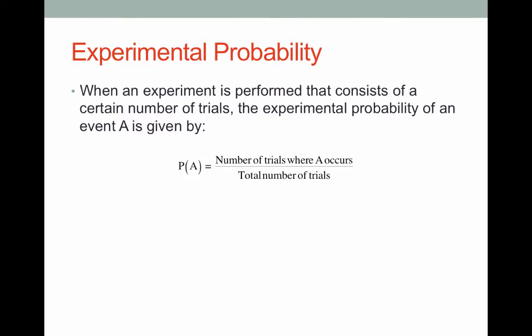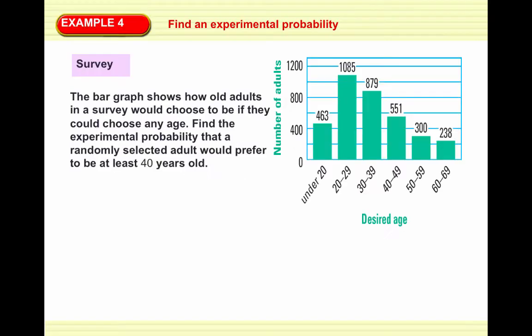Experimental probability is what actually occurs when you perform an experiment. When an experiment is performed that consists of a certain number of trials, the experimental probability of an event A is given by the number of trials where A occurs divided by the total number of trials. So the bar graph shows how old adults in a survey would choose to be if they could choose any age. Find the experimental probability that a randomly selected adult would prefer to be at least 40 years old. So we're going to use the information found in this bar graph.